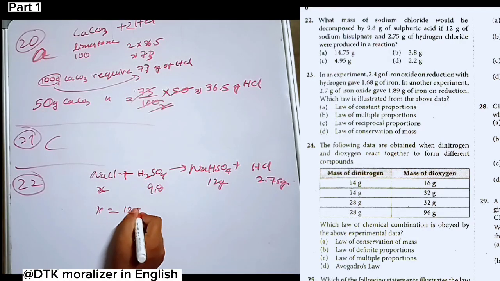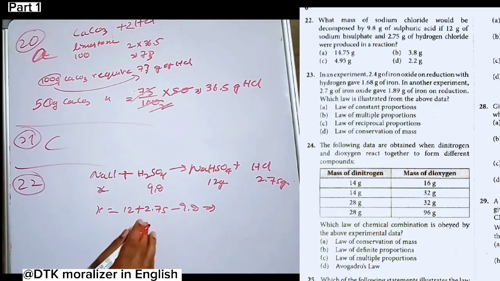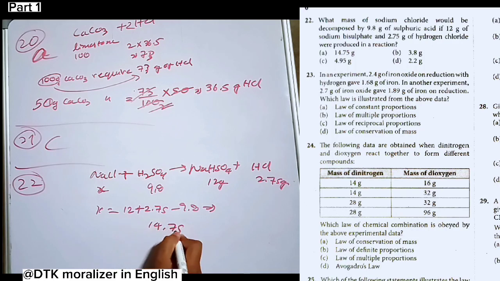Now X is equal to 12 plus 2.75 minus 9.8. So it follows the law of conservation, so we just simply do a subtraction. The answer will come out to 4.95. So option C would be right. This is the answer.